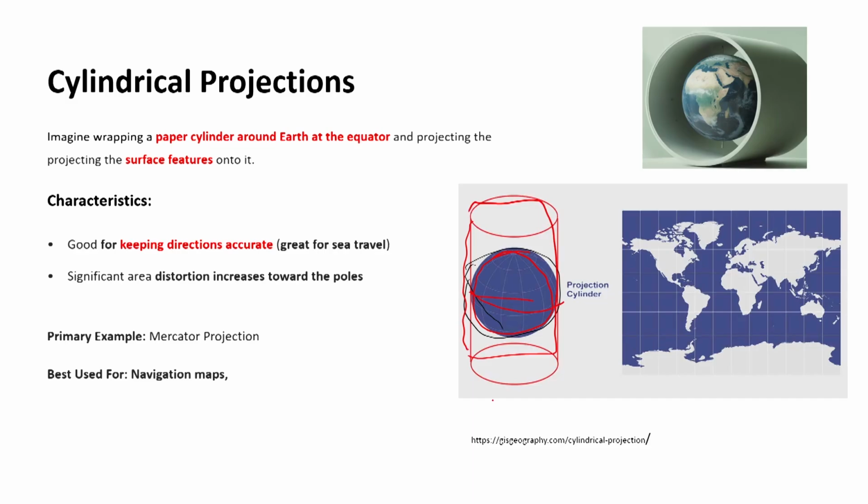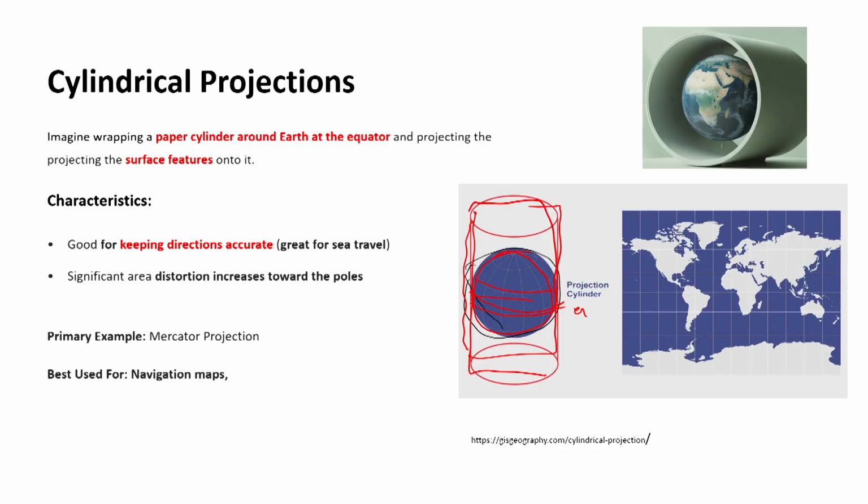If you wrap it around this globe, this will help you generate the cylindrical projection. In order to have a clear surface in and around the equator, we probably use this cylindrical projection. This projection system keeps the direction accurate, so when people use it for navigation, they will mostly be using cylindrical projections.